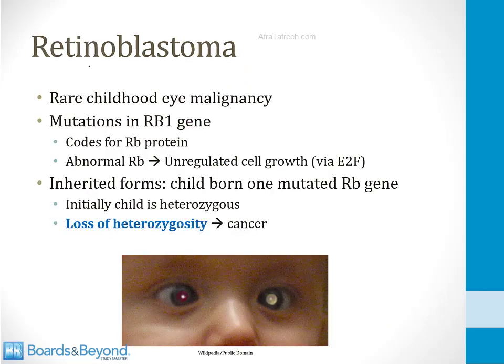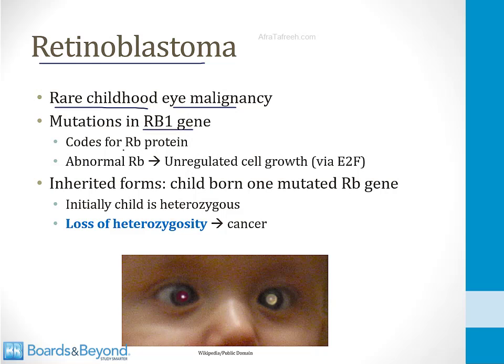I'll finish this video by going through some of the classic clinical correlations of the cell cycle. These are all very high yield to know for your board exams. We'll start by talking about retinoblastoma. So retinoblastoma is a rare childhood eye malignancy, and it's caused by mutations in the RB1 gene.